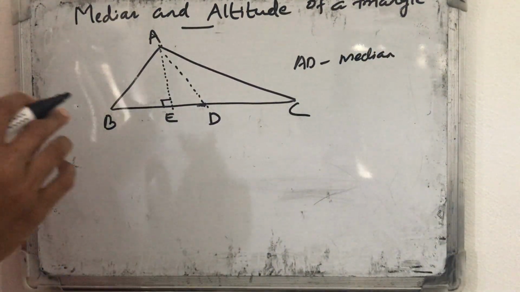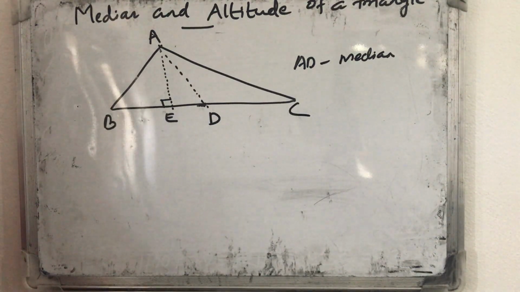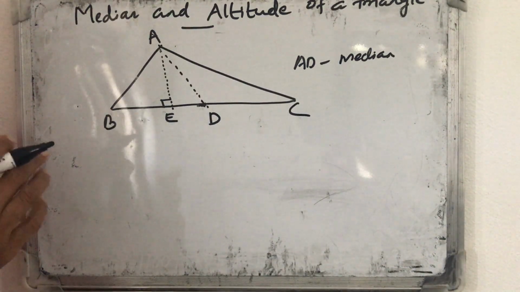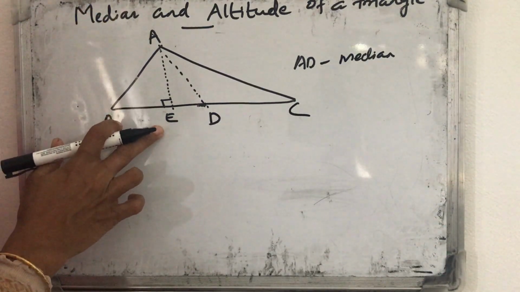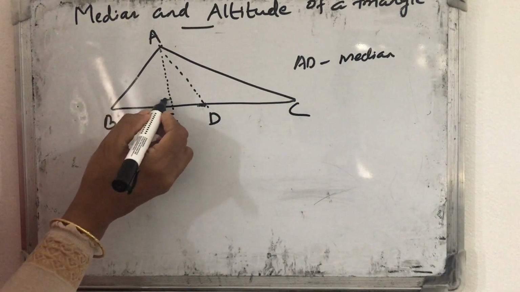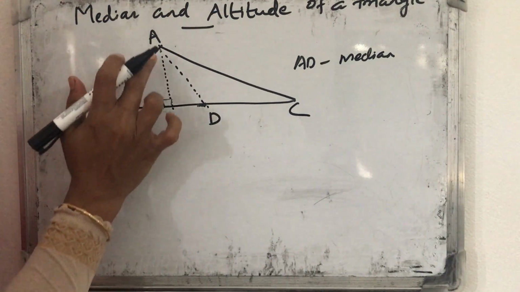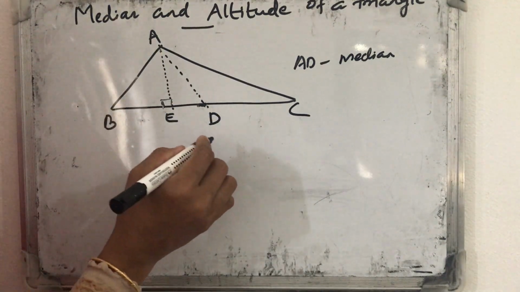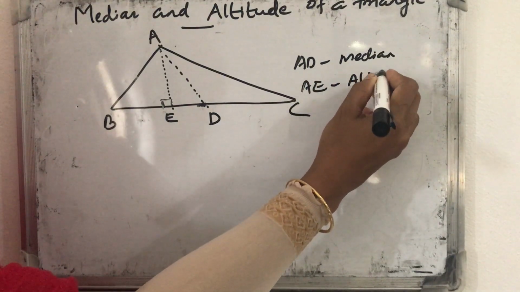And just like that, the altitude of a triangle, we can define as the height of the triangle. It is also a straight line that joins the vertex to its opposite side, and it is perpendicular to its opposite side. So here the line segment AE is the altitude.